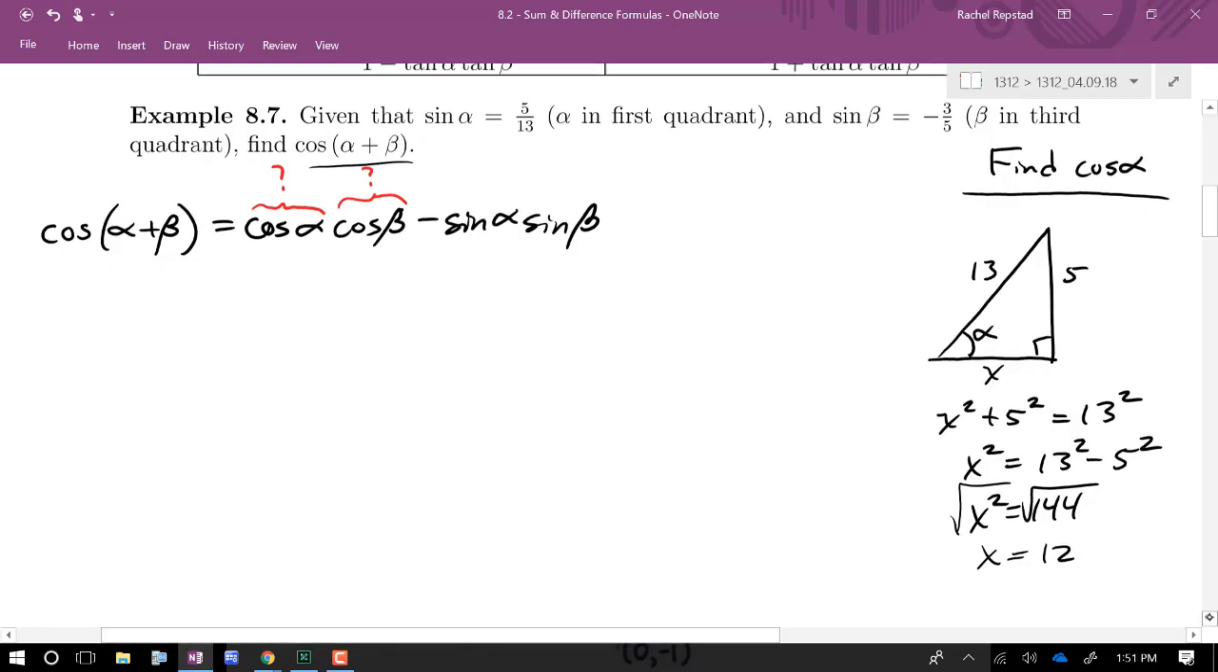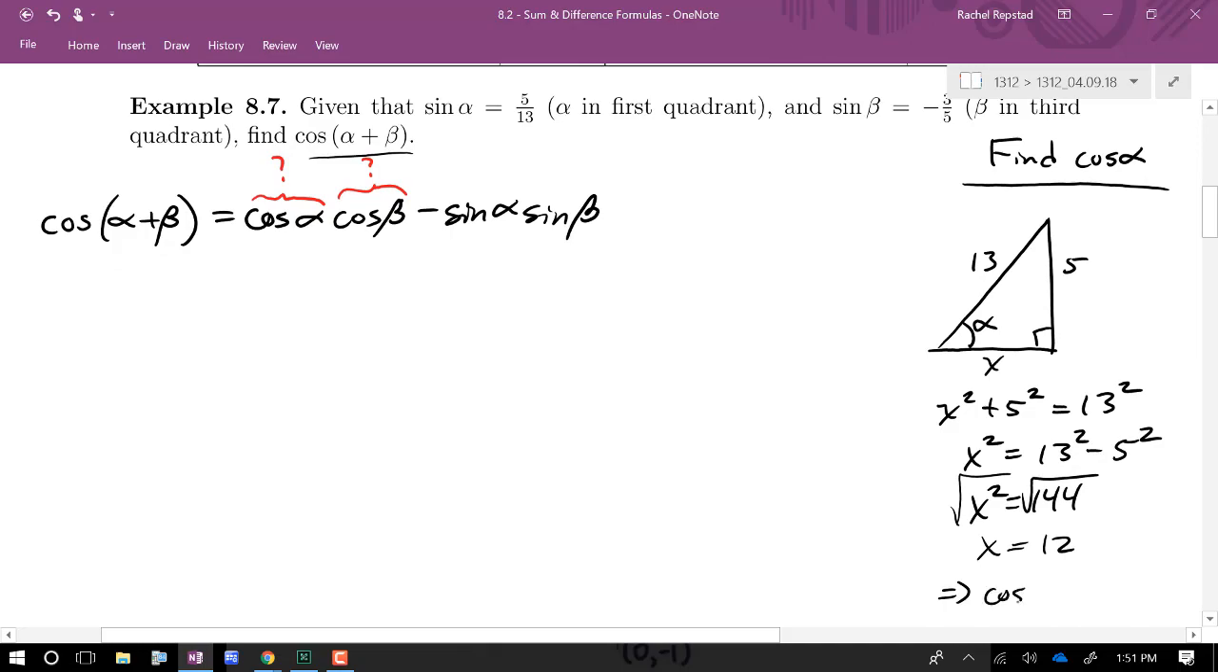So that means we know that cosine alpha is equal to 12 over 13. Awesome. We have that value. The only other value left to find before we're ready to plug stuff into this identity is cosine beta. We can do something similar for that. We can still draw a right triangle to help us find it. We're just going to have to make the correct adjustments for signs. They told us that beta is in the third quadrant, so we know cosine in the third quadrant is negative.